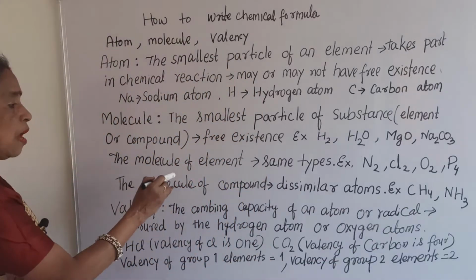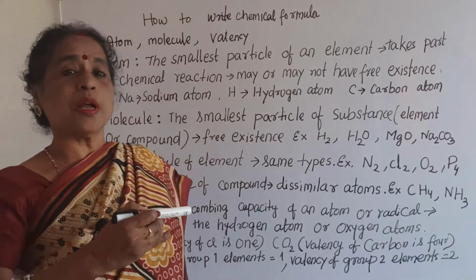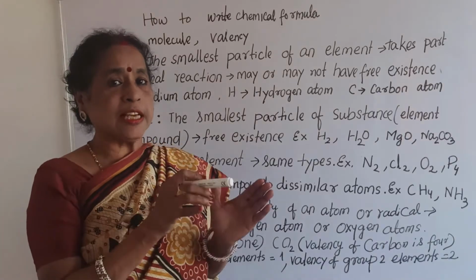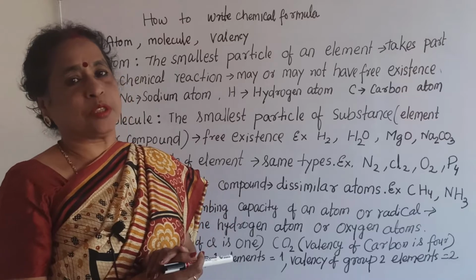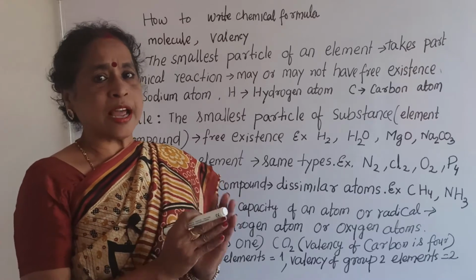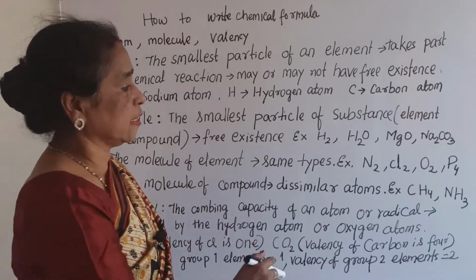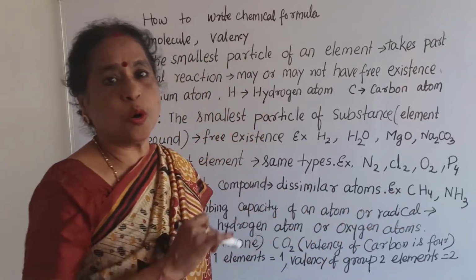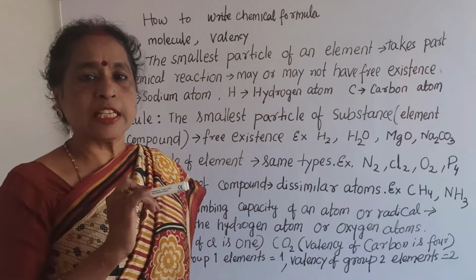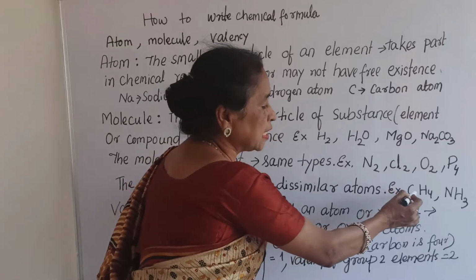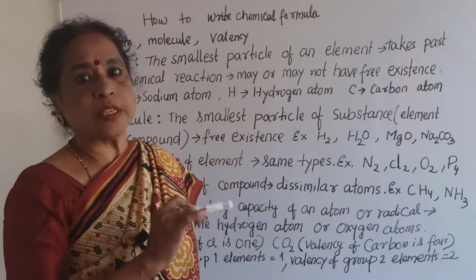Now the molecule of compounds. What is molecule of compounds? That means you can see here dissimilar atoms. Dissimilar means different types of atoms of elements present. Let us take an example, CH4, that is called methane. What is CH4? Methane. What is the formula? C carbon, hydrogen 4 times.